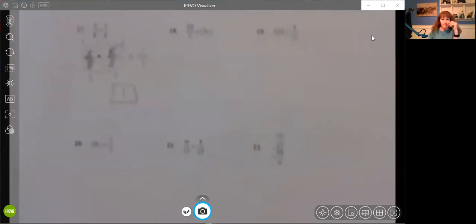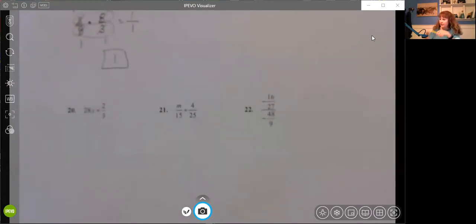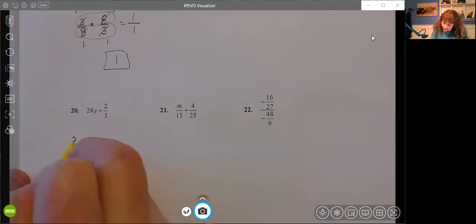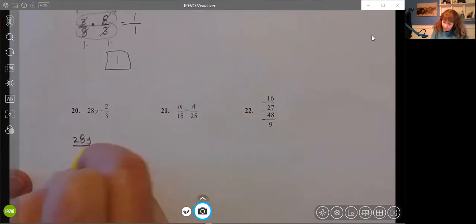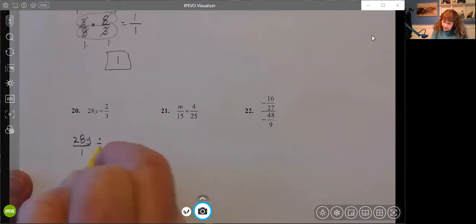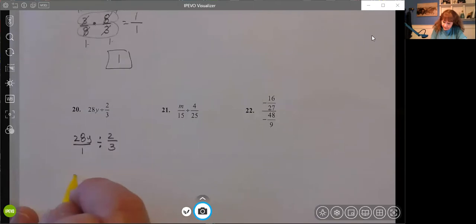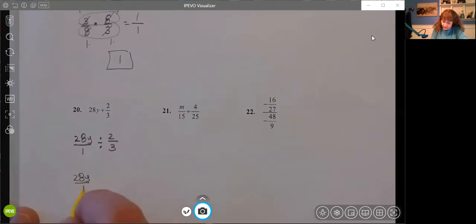Let's look at number 20. Okay, let's skip down to number 20 here and see what we can do. We have a y in here. So I'm going to go ahead and put the 28y over a 1. Make it a fraction. So I have 28y over 1. I'm going to keep the division sign. I'm not going to do anything yet. I just put that 28 over 1. Now I'll do a copy dot flip. So we have a copy, multiplication, flip. All righty.